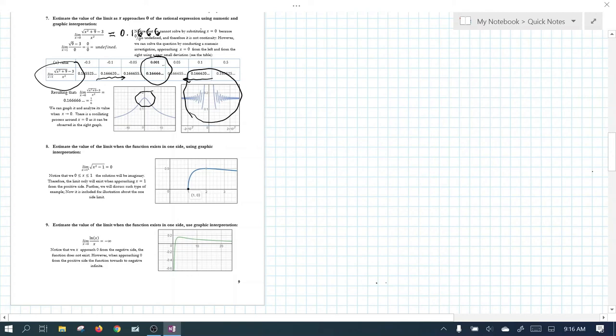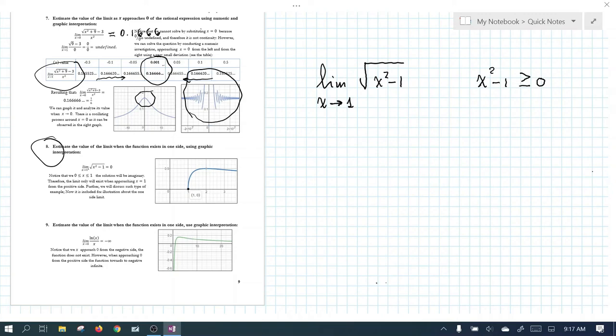Example number 8. Now, let's solve the limit of the square root of x² minus 1 when x approaches 1. Interesting here that the domain of this function exists only when x² minus 1 is greater than or equal to 0, because we cannot use a negative value inside the square root. Why? Because the solution will be imaginary. The function does not exist for x less than 1. So we cannot investigate, or if we investigate, there is no solution from the left.